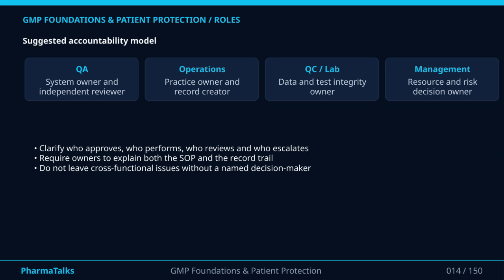It's vital to clarify who approves each step, who performs it, who reviews it, and who escalates issues. Every process and record trail must be understood and explainable by the respective owners. Importantly, no cross-functional issues should be left without a designated decision maker. Accountability must be clear at every level to protect patient safety and ensure compliance. This model strengthens oversight and helps maintain the highest standards in pharmaceutical practice.